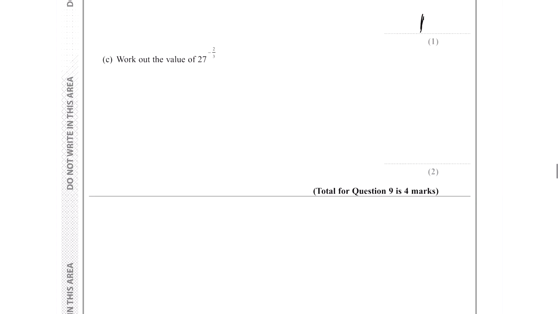And for this last one, with negative indices, I always like to get rid of the negative. And the way you can do that is just write 1 over whatever the question is. So all I've done now is the negative is gone. So with this, we can write that as 1 over 27 to the power of 1/3, squared. They're both the exact same, and I've written it like this for a reason.